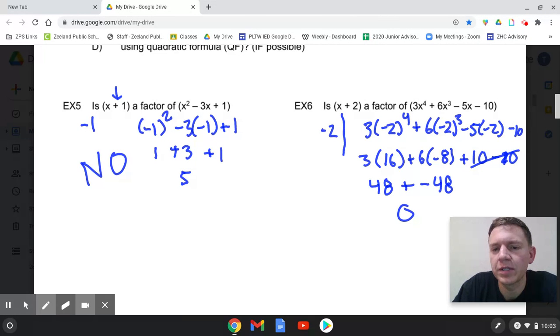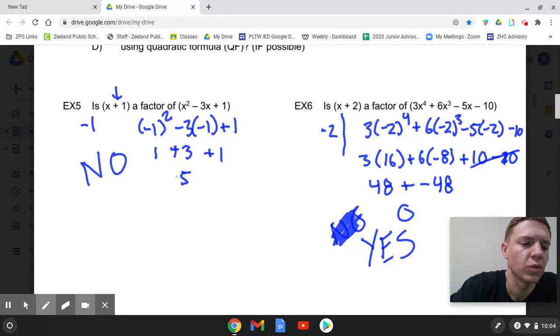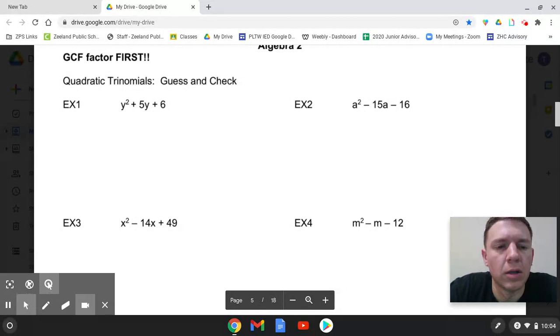So is x plus 2 a factor of that? Yes. We plugged in negative 2, and we got out 0. Oh, well, I wrote no. What I meant was yes. We plugged in negative 2, and we got out 0. Okay, that's one way to figure out factors. Just substitute it in. Moving on.